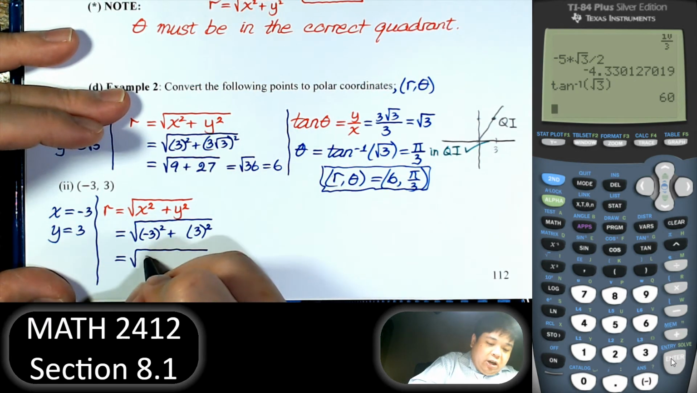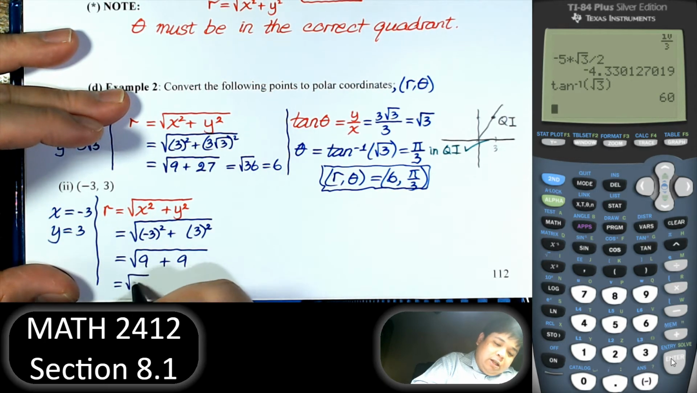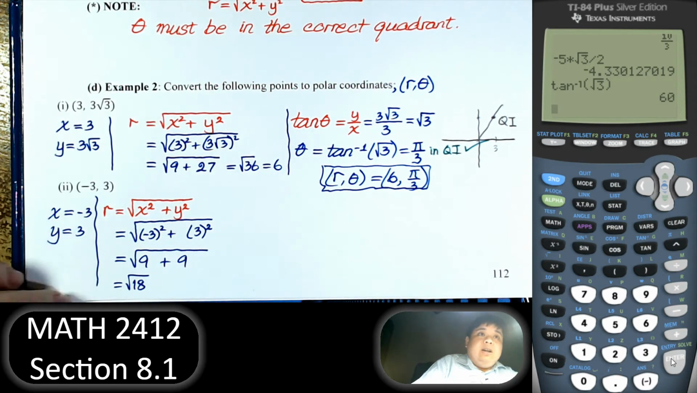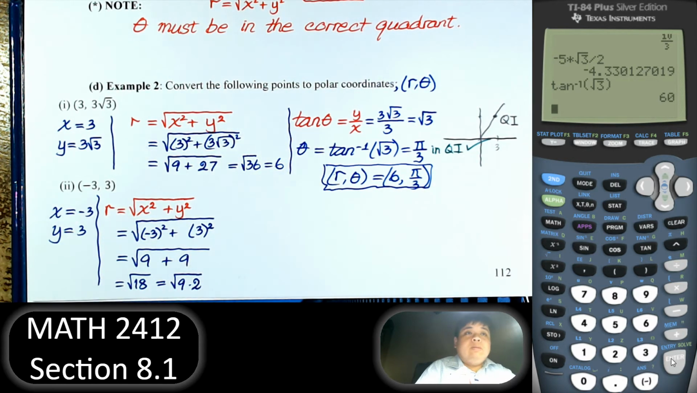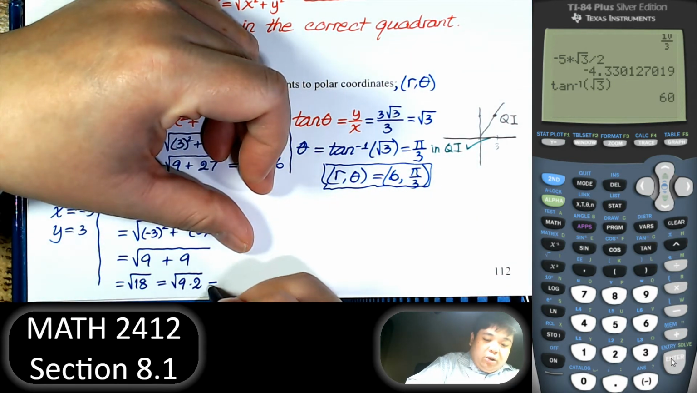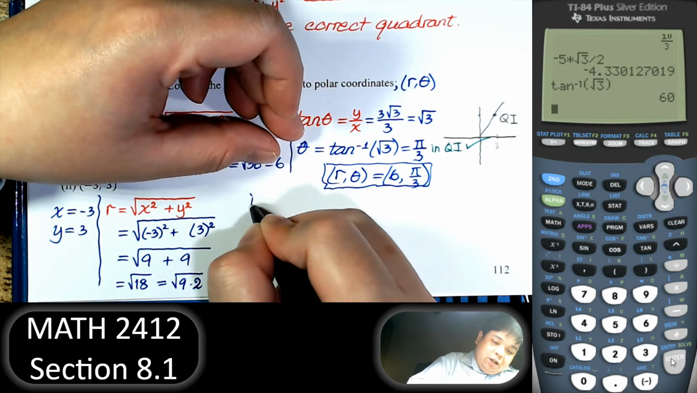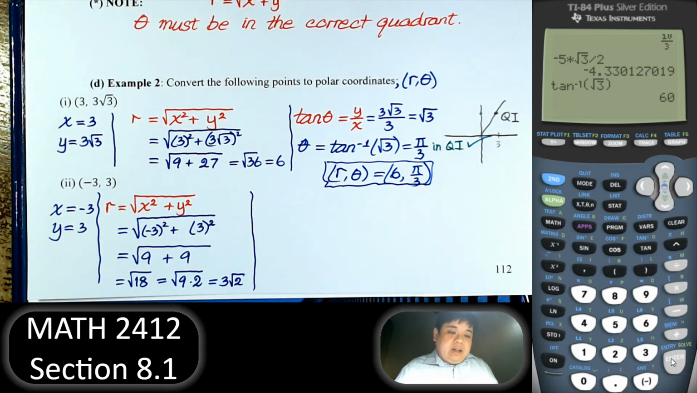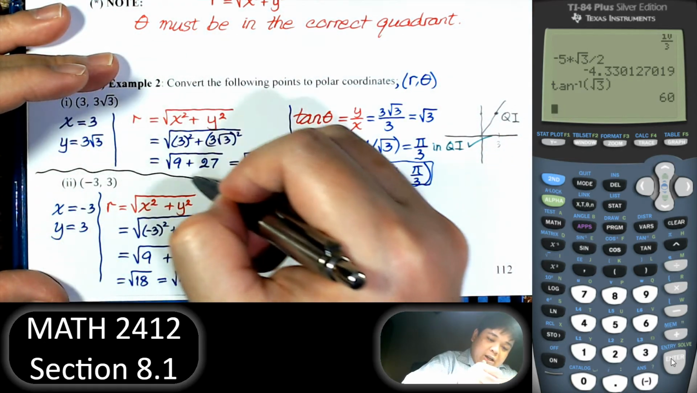Negative 3 squared is 9 and 3 squared is 9, so we have the square root of 18. The square root of 18 could be split into the square root of 9 times the square root of 2, right? The square root of 9 is 3, the square root of 2 is still the square root of 2. So we have 3 square root of 2. So that is r. Next, to determine the angle theta.